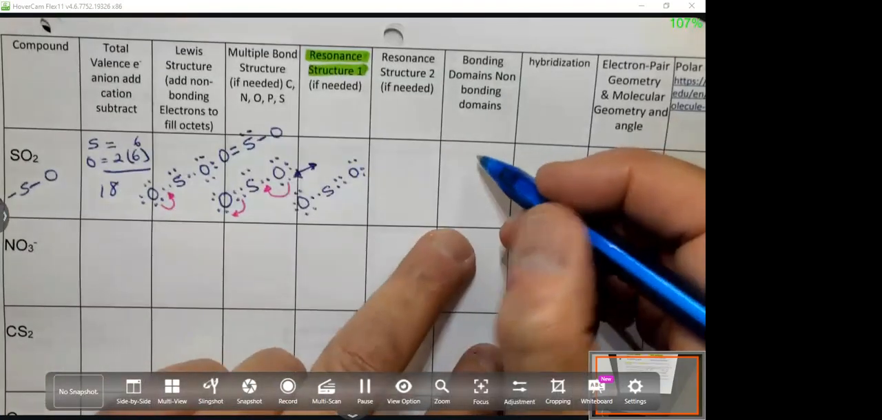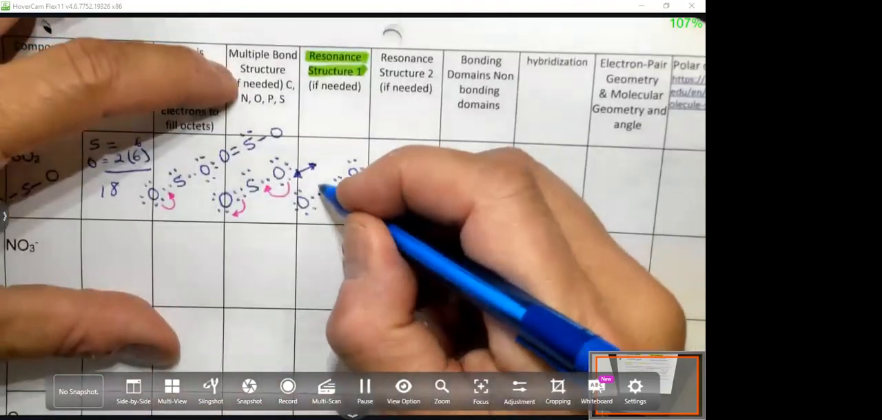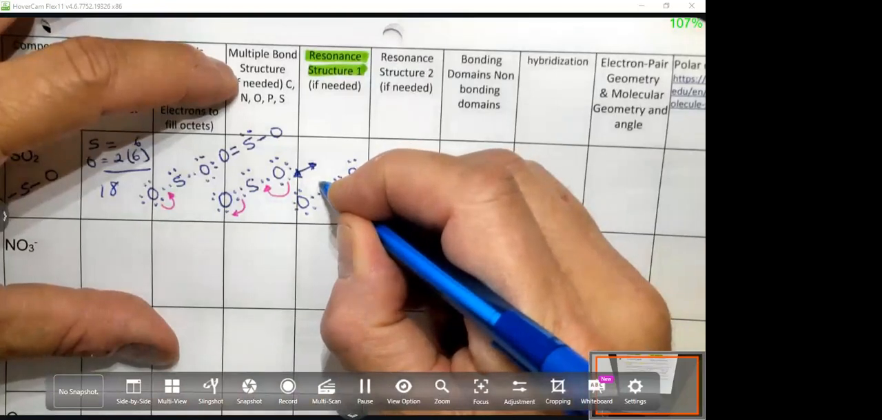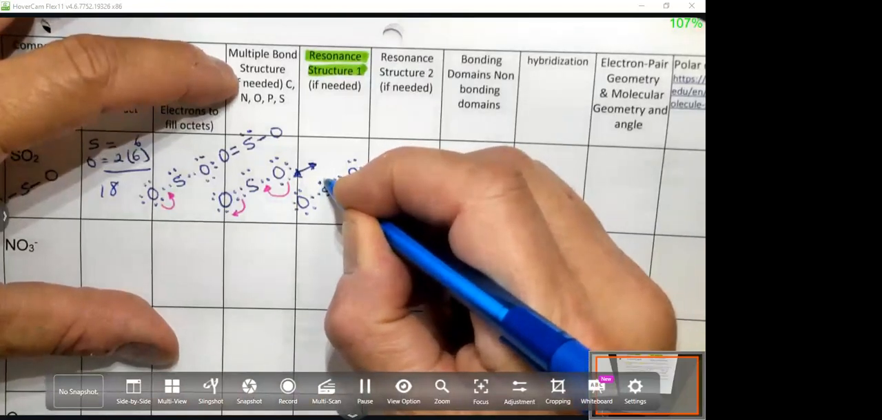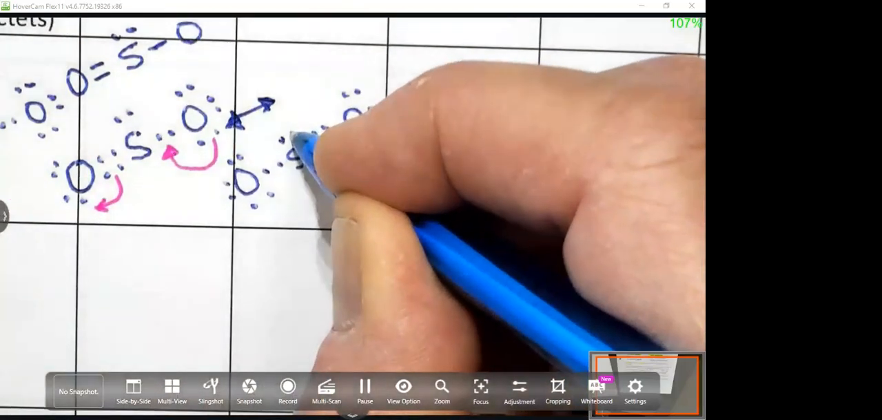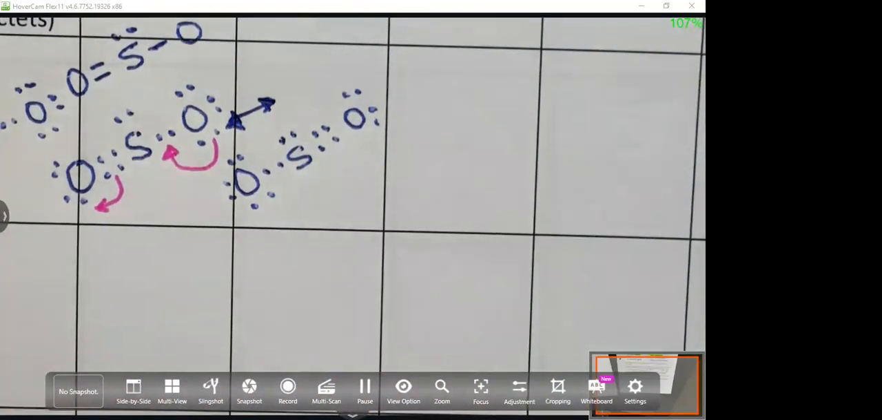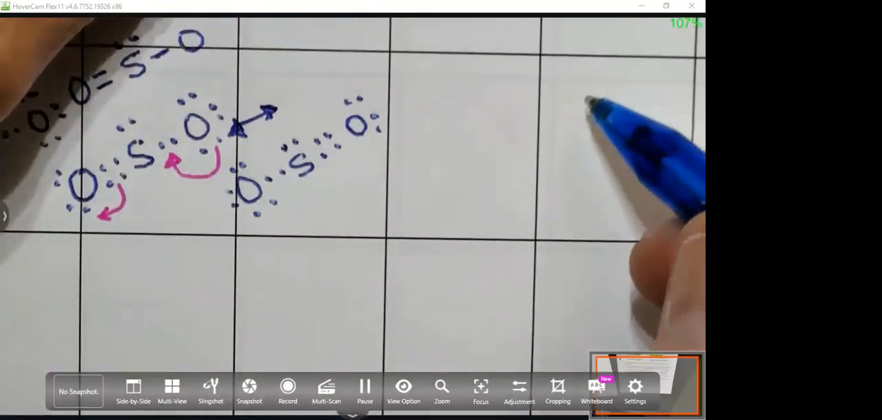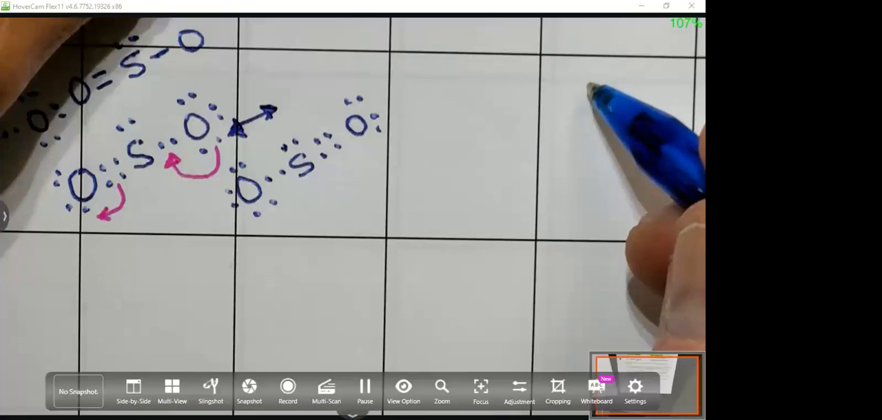How many bonding domains do I have? Oops, I'm sorry. I'm still missing that pair of electrons right there, right? Let me zoom back in. I didn't put those up there. Now it matches.